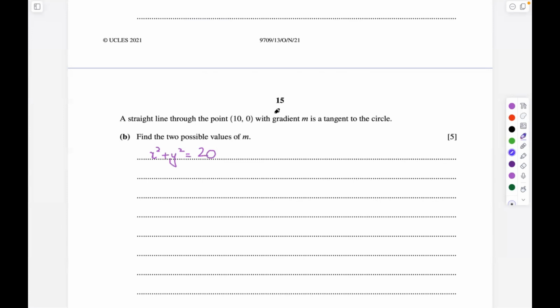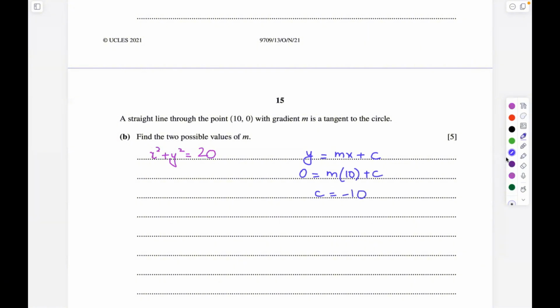Now whenever we have an unknown constant like m over here, we'll try and use the discriminant, which is b squared minus 4ac. But first we'll try and bring the equation of the straight line in terms of m. So the equation of a straight line is y equals mx plus c. We know that the y coordinate is 0, m is the gradient, so we'll put m in place of m, and x is 10, plus c. So c will be equal to minus 10m.